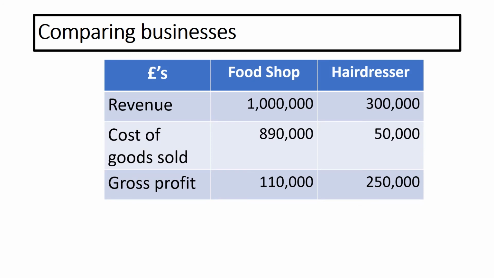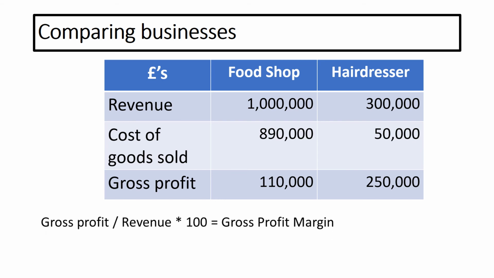Now, we can use it to compare businesses, but we need to be careful about this. So I have 2 businesses. I have a food shop and I have a hairdresser's. I have different levels of revenue, but as we're going to turn it into a percentage, it's really good that the businesses are different sizes. That doesn't matter. So again, pause the video, please work out the gross profit margin for the food shop and then the gross profit margin for the hairdresser. Restart it when you're ready.